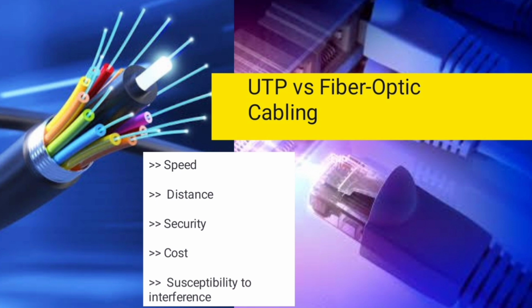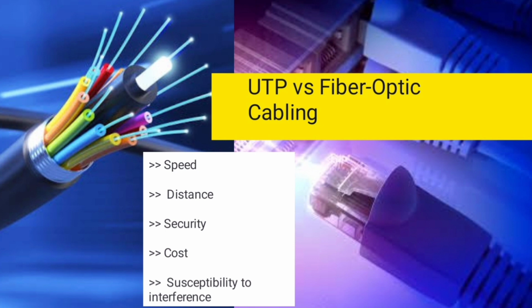UTP versus fiber-optic cabling. UTP, unshielded twisted pair, and fiber-optic cabling are two different types of cabling used for networking and data transmission. Here are some of the differences between the two. Speed. Fiber-optic cabling is capable of much higher data transfer speeds than UTP cabling. UTP cabling is typically limited to speeds of up to 10 gigabits per second, while fiber-optic cabling can support speeds of up to 100 gigabits per second or higher.